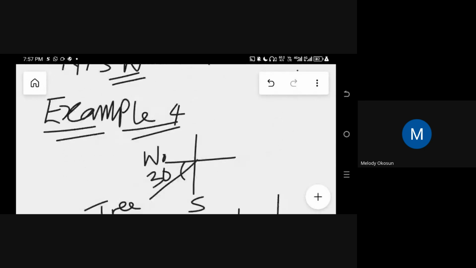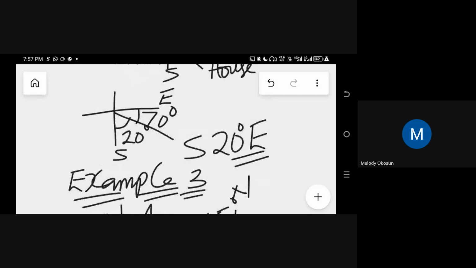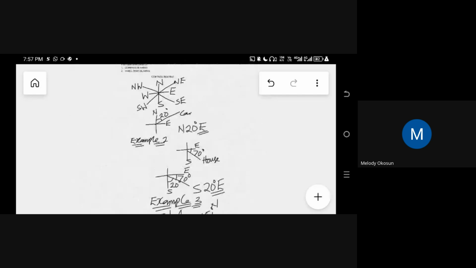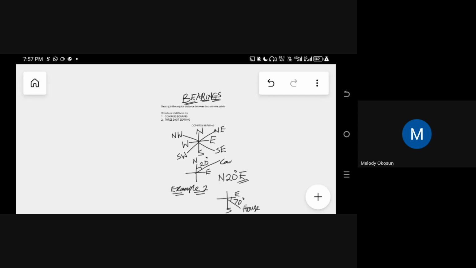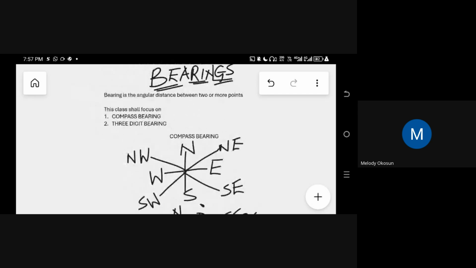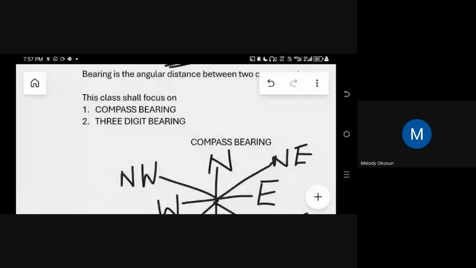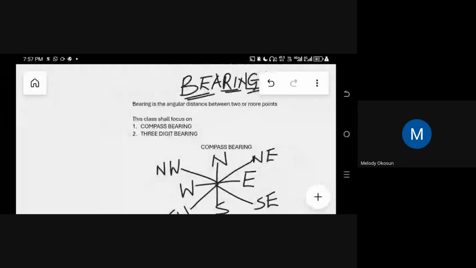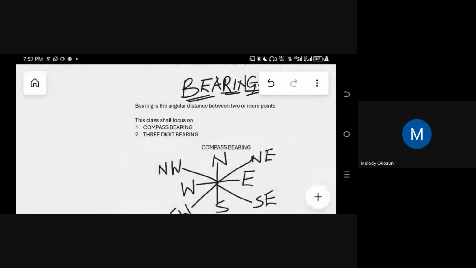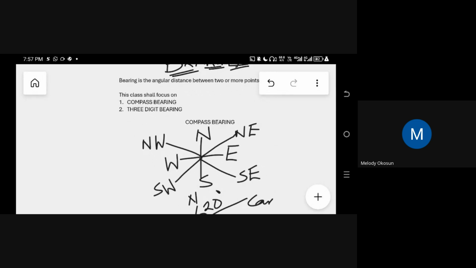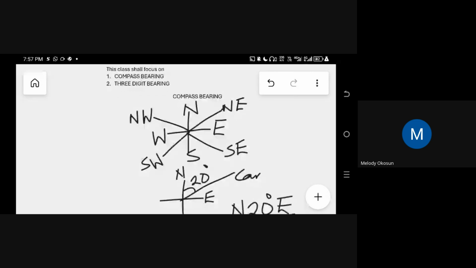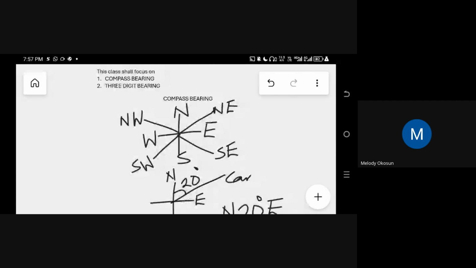Remember at the start of the class, we did say that we'll be looking at both compass bearing and three-digit bearing. Now we've successfully dealt with compass bearing. Now we will look at the three-digit bearing. Do not forget, compass bearings must be read from the north or from the south.